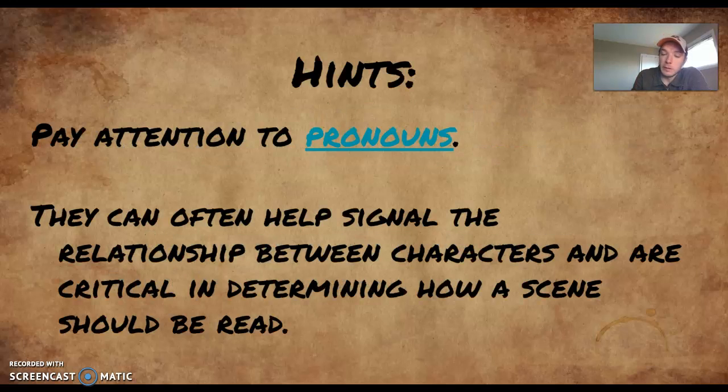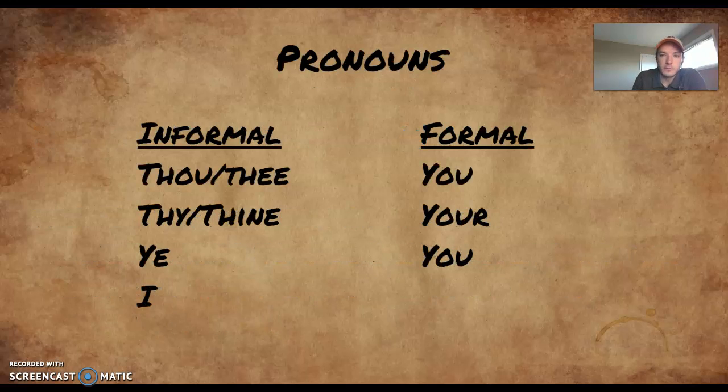One of the big things that we need to look at is paying attention to pronouns. In case you can't remember, pronouns are the he, they, him, she. They take the place of a noun. These can often help signal the relationship between characters, and they are critical in determining how a scene should be read. Make sure you copy these down. Most of the time Shakespeare will be using informal pronouns, because equals may be talking to each other. So thou and thee, thy and thine, ye and I.